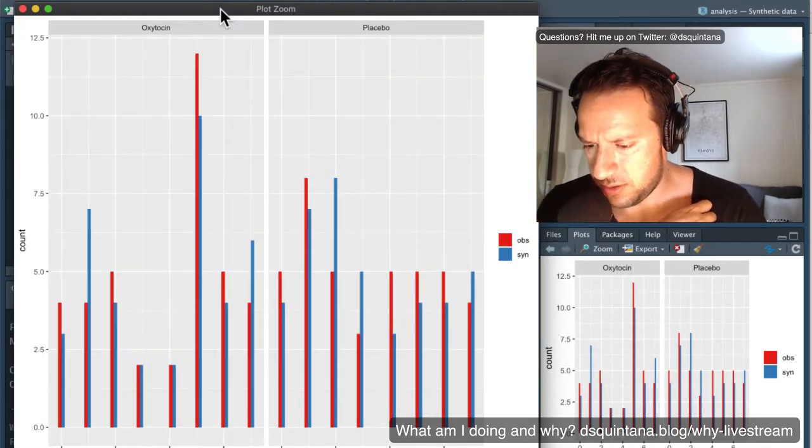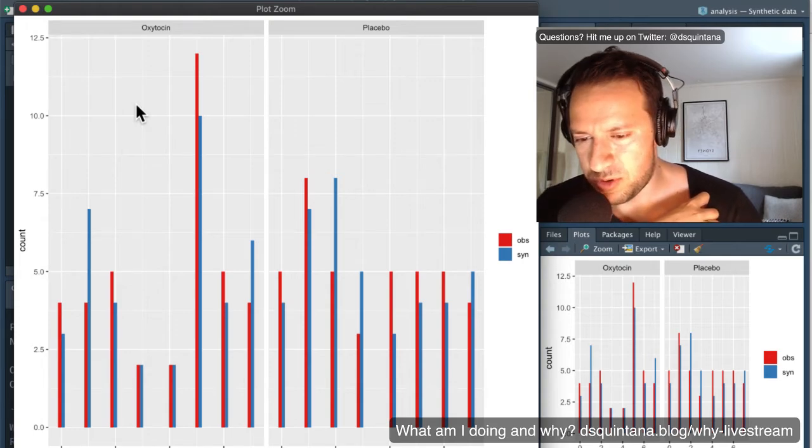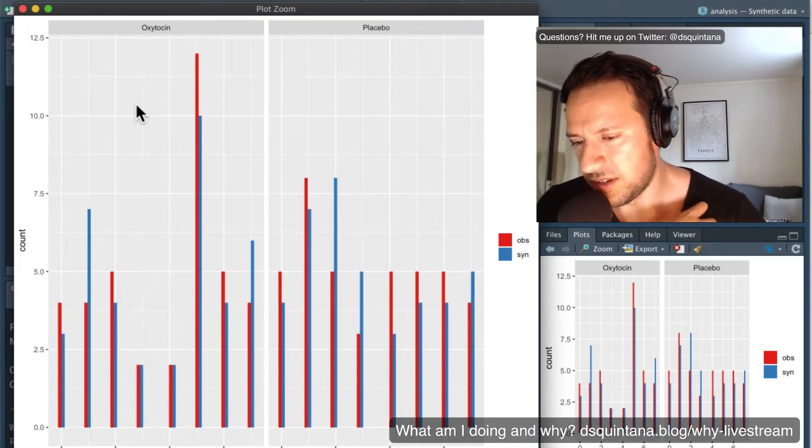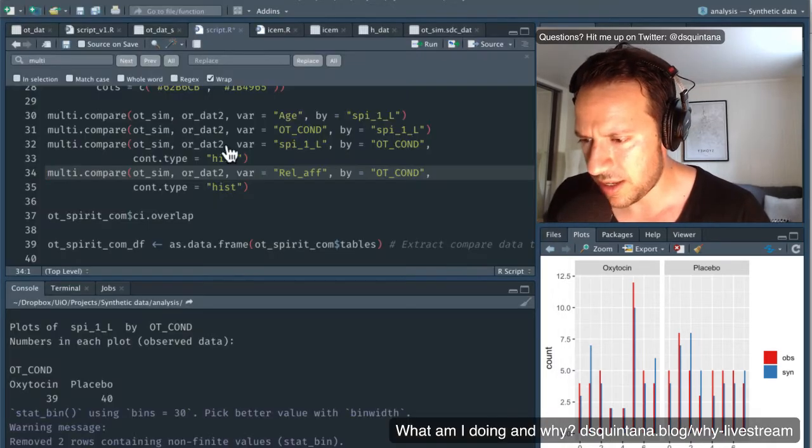Cool. So this is looking at self-reported spirituality between the oxytocin and placebo groups. There's a bit more of an increase in the oxytocin group, which is what's reflected there. Now, what's interesting is that when we do the model comparisons, the synthesized model doesn't actually find a significant result. Oh, this is very interesting. Okay, let's go back.